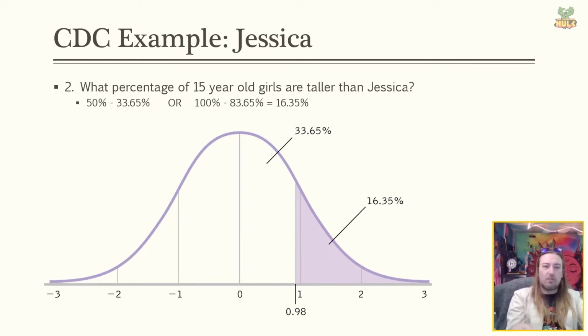Or if we started from scratch and we had our 33.65%, well, we know that's just on the right half of the distribution is 50. So we can do 50 minus 33.65. I don't care how you come up with it. Either way, you get to the answer of roughly 16.35% of the population then being taller than Jessica.